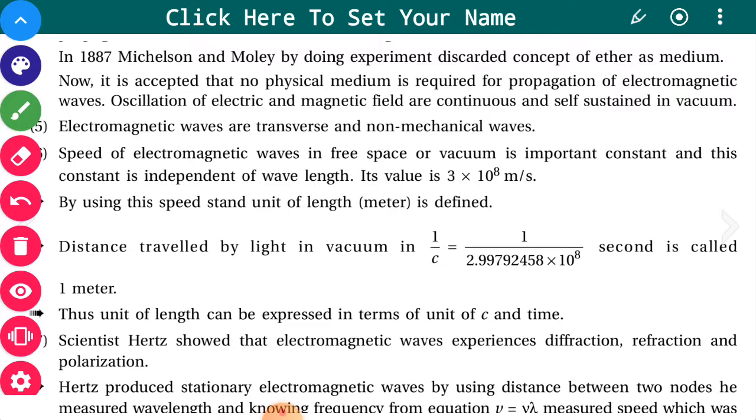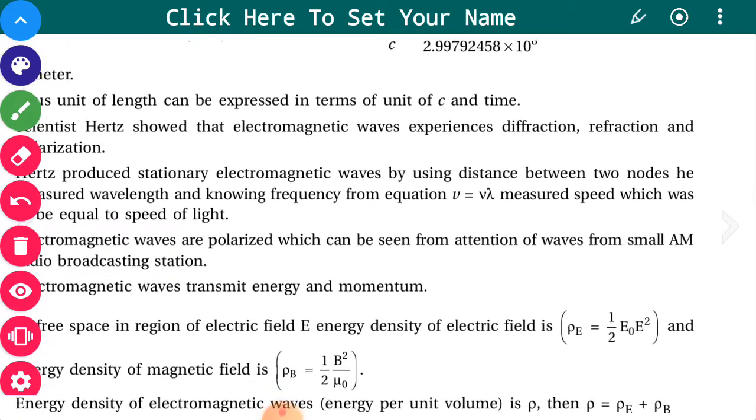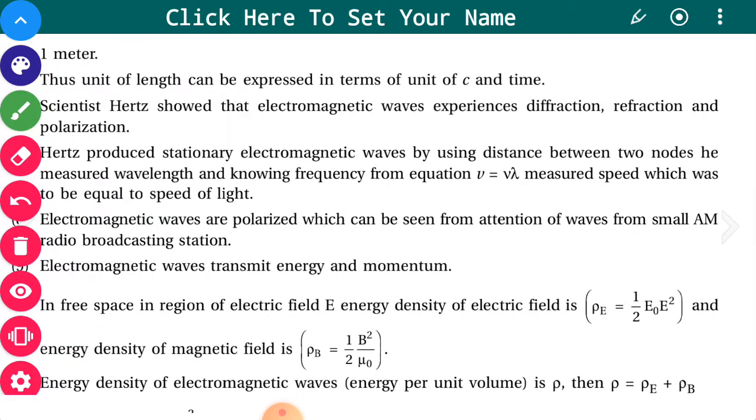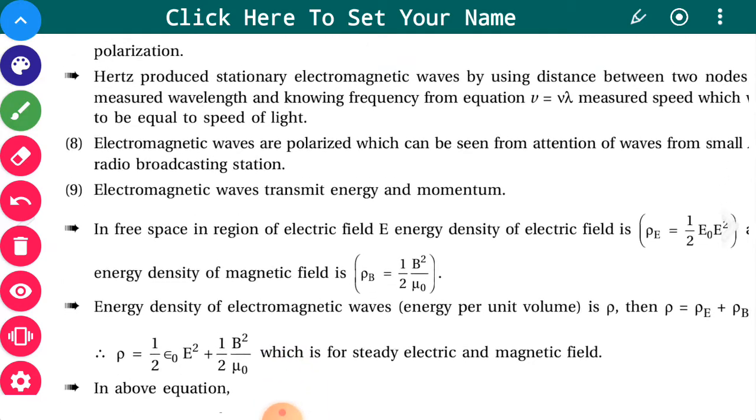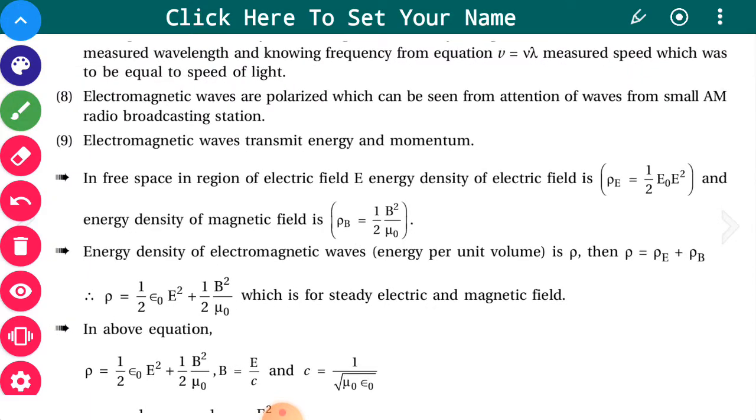Their speed is the speed of light. Electromagnetic waves are having the same speed, 3 into 10 raised to 8 meter per second. Scientist Hertz showed that electromagnetic waves experience diffraction, refraction and polarization. All these properties you must remember. In 2 marks you have to write 4 simple properties out of all these 10 properties. Any 4 properties you just have to remember properly, you can write.